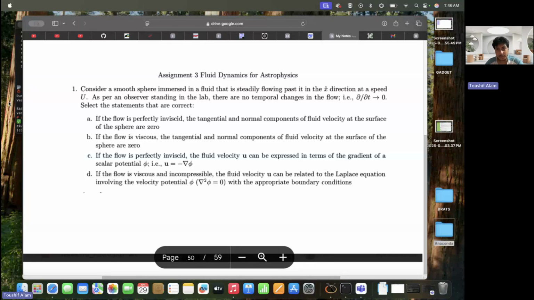You are looking from the lab perspective, the lab frame. So there are no temporal changes of the flow. The fluid is steadily flowing, so the time derivative is 0. Which will be the valid answer, considering the fluid is inviscid and viscous? I have already discussed Kelvin's vorticity theorem and Bernoulli's theorem, so you can think from those perspectives. I'll give you some time to think.